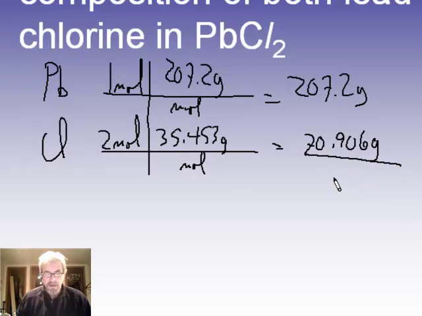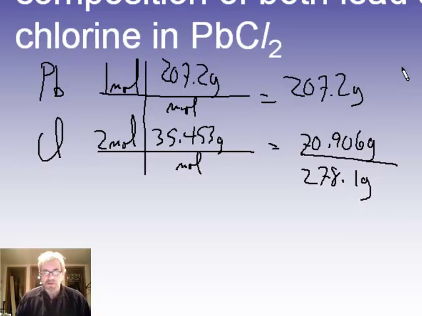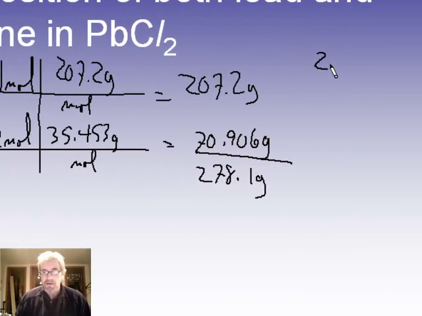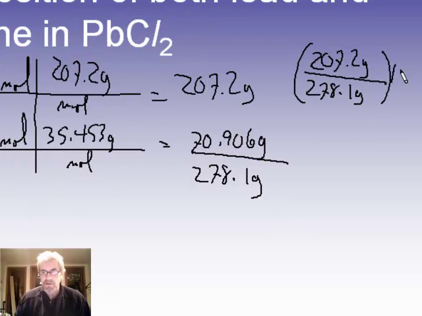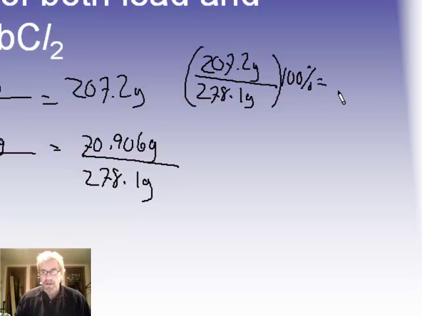Now, if I add them both up, I come up with 278.1 grams. That's the molar mass of PbCl2. It's also the mass of 1 mole, by definition. So to find out what percent of this compound is lead, I take the mass of lead, 207.2 grams, and divide by the total mass, 278.1 grams. That's going to give me a fraction, and multiply by 100, and I'll have a percent. This works out to 74.51% to 4 significant figures.